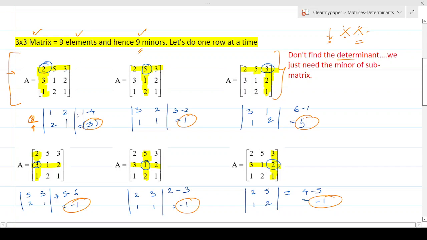We have 2, then we have 5, and then we have 3. And for each one of them, I'm crossing it out. I'm circling the number for which I'm finding the minor. I'm going to find the minor of element 2. Element 2 is in first row and first column.